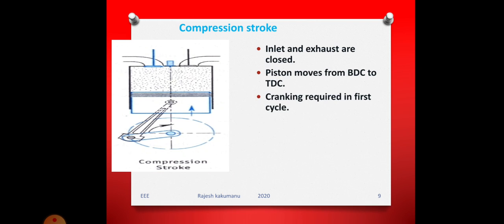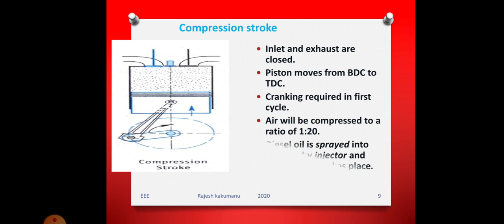Next, the cranking process takes place in this cycle as usual. Now the air will be compressed inside the cylinder with a ratio of 1:20. In petrol engines, the air fuel mixture is compressed with a ratio of 1:11. Here the diesel oil, the fuel, is sprayed with the fuel injector. Diesel comes from the fuel injector, enters into the cylinder and mixes with the air, and thereby auto ignition takes place.